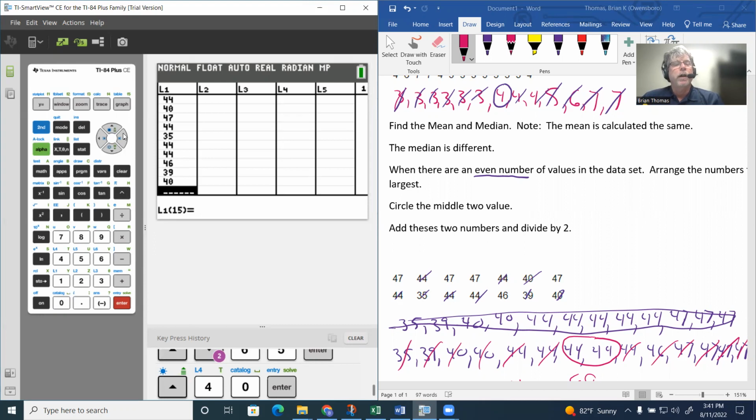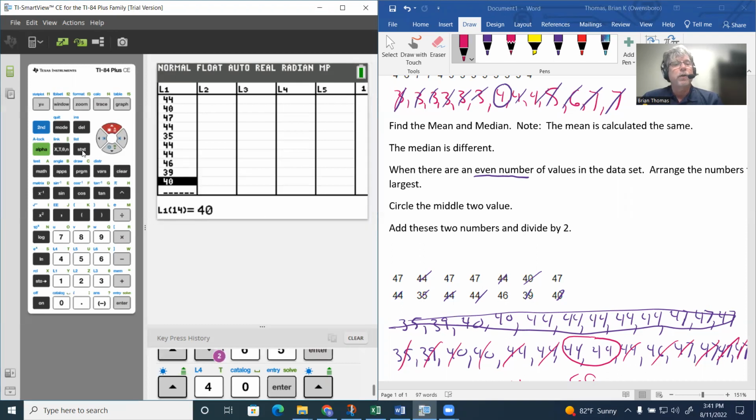Alrighty. So anyway, I've got my data in. Now what's nice with putting the data in, as long as you recognize if you stay on this last row here, notice how the 40 was my last entry. Notice how it says L1(14). That means I've entered 14 pieces. And there were 14 pieces, so I know I didn't skip anything. That's an important thing to pay attention to, is this little 14 here.